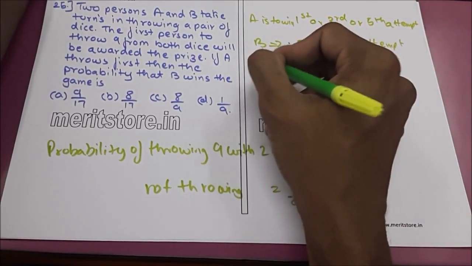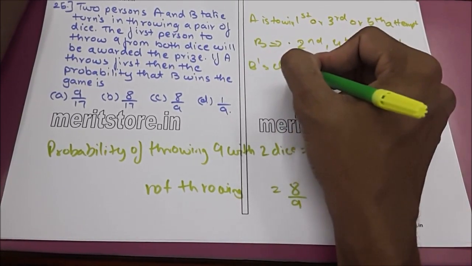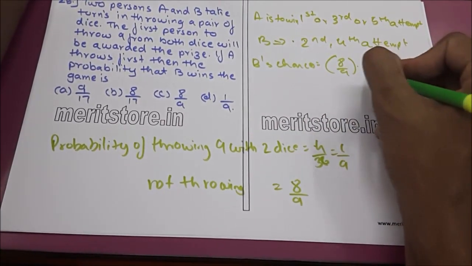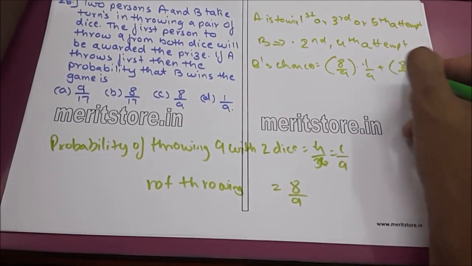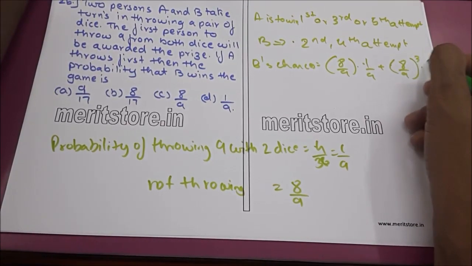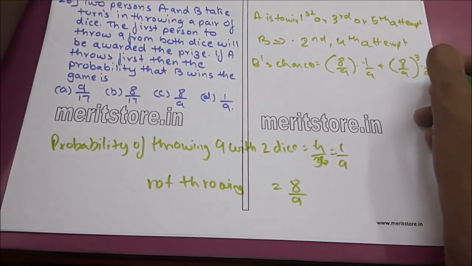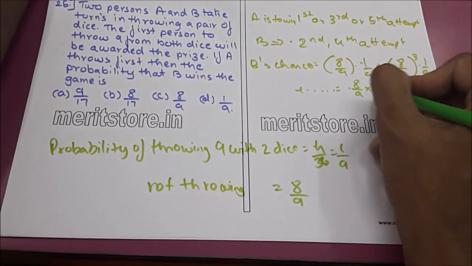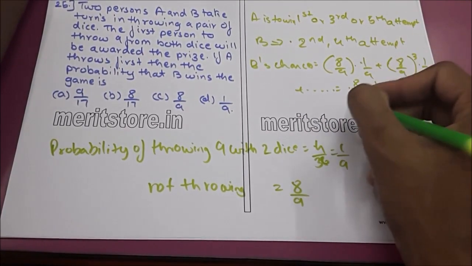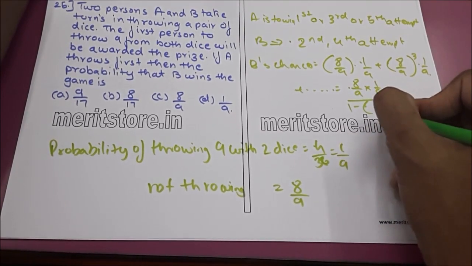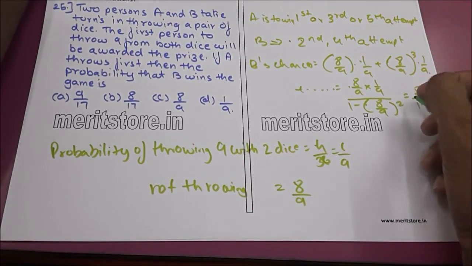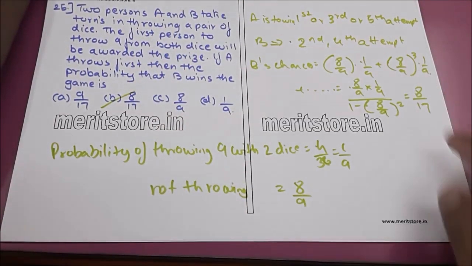So the chances of B can be 8 by 9 into 1 by 9 plus 8 by 9 raised to 3 into 1 by 9 plus and so on, which is equal to 8 by 9 into 1 by 9 over 1 minus 8 by 9 the whole square, which is equal to 8 by 17. Therefore, option B is the correct answer.